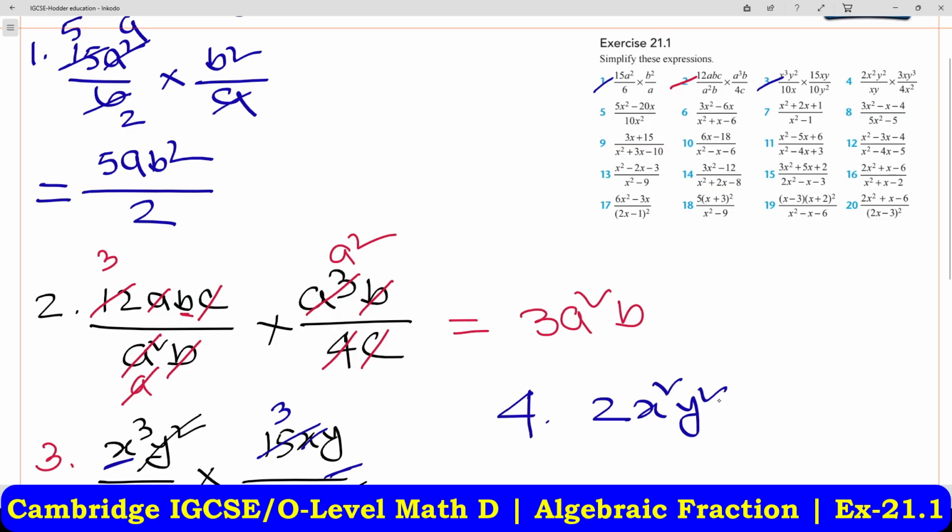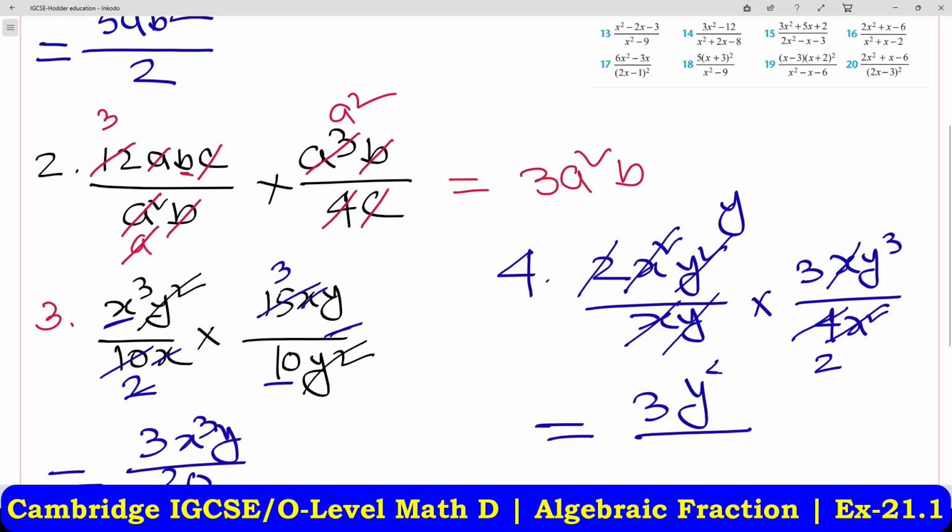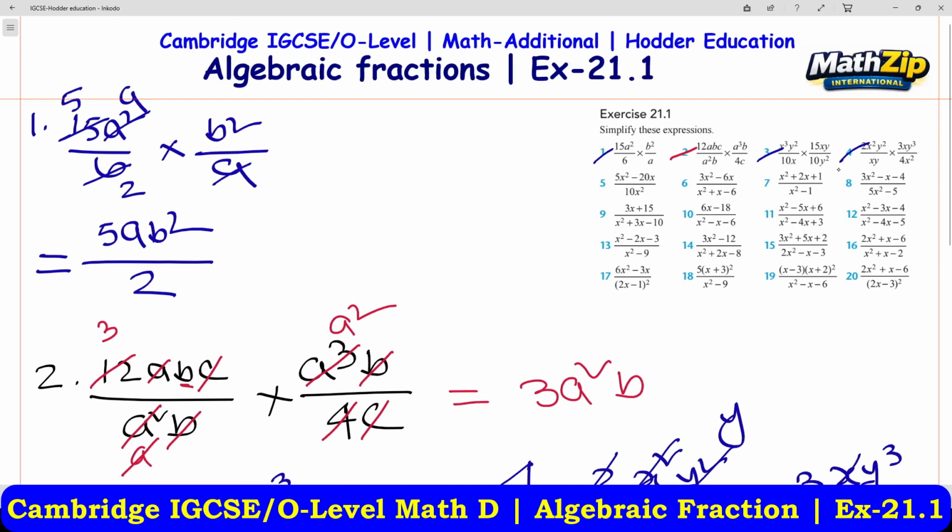2x²y² ÷ xy times 3xy³ ÷ 4x². So this 4 we can divide by 2, so we will get 2. x² ÷ x² out, x ÷ x out, y² ÷ y, so it will be y. So our answer is, here is a 3, and y times y³, it will be y to the power 4 ÷ 2. So number 1, 2, 3, 4 done.